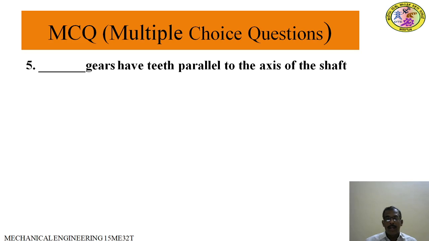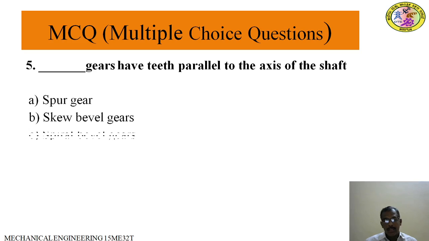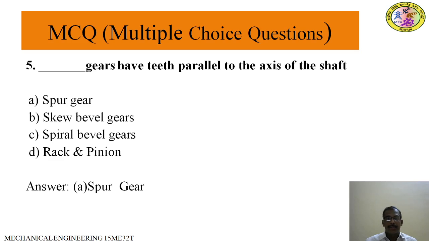Now, fifth question: dash gears have teeth parallel to the axis of the shaft. Spur gears, skew bevel gears, spiral bevel gears, rack and pinion. And the answer is spur gears. Spur gears have their teeth parallel to the axis of the shaft. Skew bevel gears have curved teeth, whereas spiral gears also have curved teeth. Rack and pinion is nowhere concerned. Rack is there to transmit the motion from one shaft to the other shaft. So that is a different one.